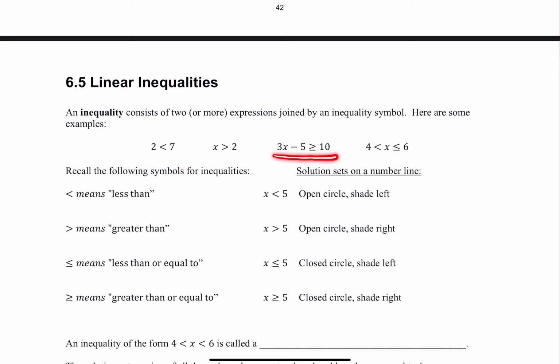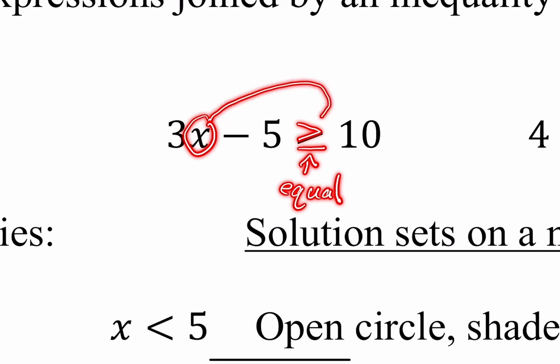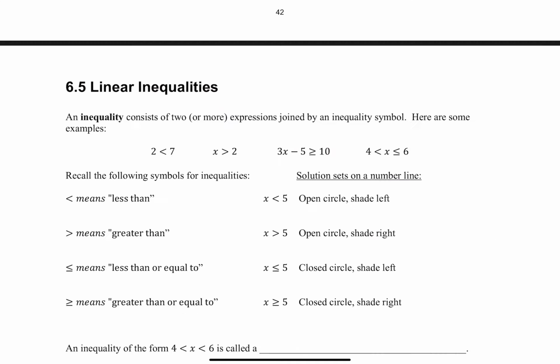This one, we have 3x minus 5 is greater than or equal to 10. So again, just recall that this little bar underneath the greater than symbol means that equal to is also possible. So we're going to find the values of x that we could plug in that will either leave the left side greater than 10 or equal to 10. And then, of course, if you were to reverse the symbol, we have the less than or equal to part right here. In this last scenario, 4 is less than x is less than or equal to 6.